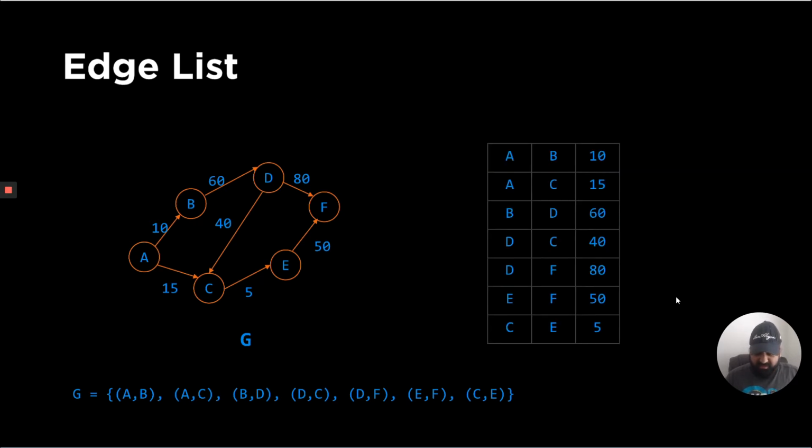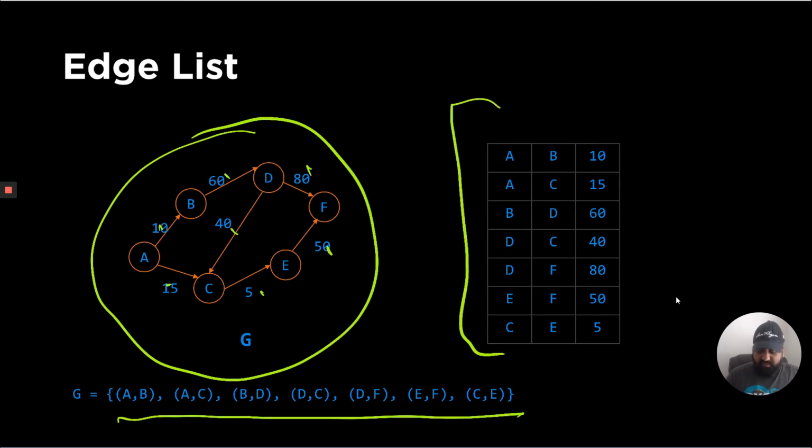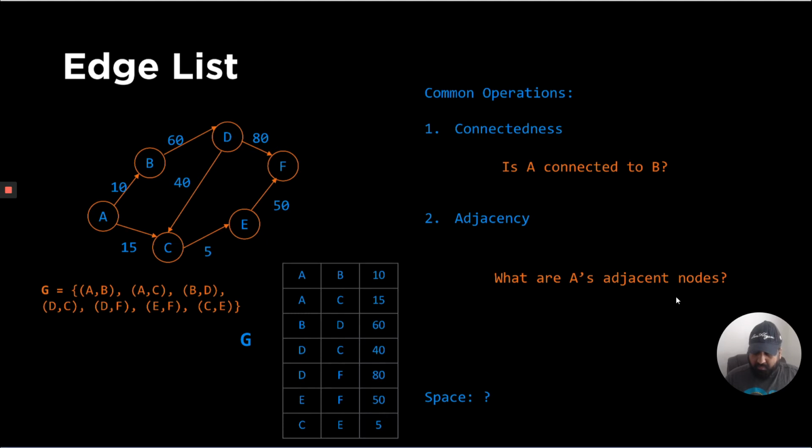We can represent this entire graph G, which has 1, 2, 3, 4, 5, 6, 7, a total of 7 edges, in the form of a 2D array, which looks something like this. Each row represents an edge. Now, this is the entire representation of the graph, but let's discuss what would be the cost of common operations if we were to implement this.